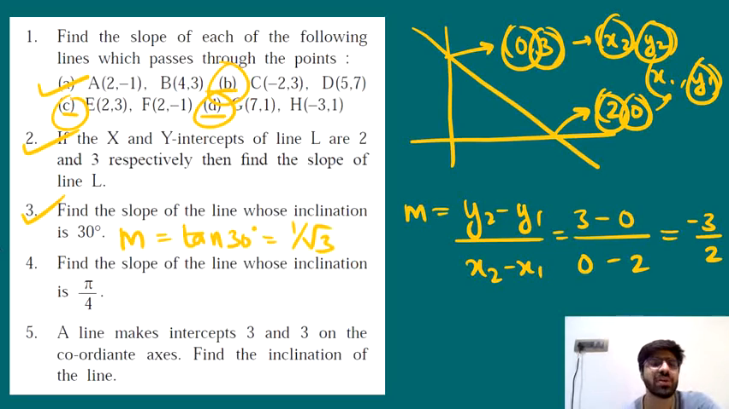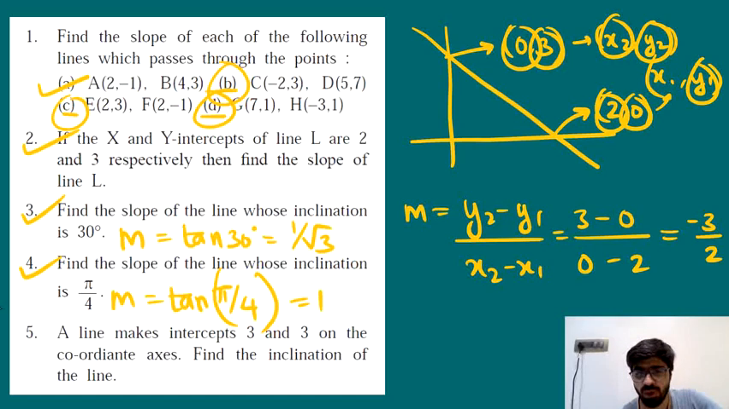In a similar way, you can answer the fourth question. Find the slope of a line whose inclination is pi by 4. So the slope this time will be tan pi by 4. The shortcut was pi radians will be 180 degrees. So 180 by 4, that is pi by 4, that will be 45. And tan 45 will be equal to 1. So the slope of line for the fourth question will be equal to 1.